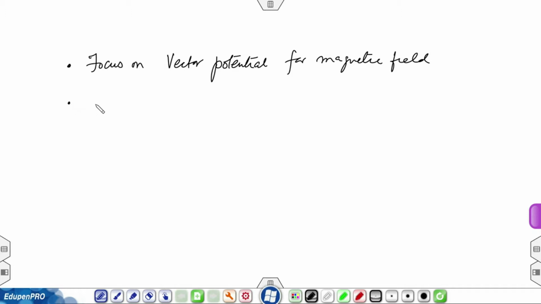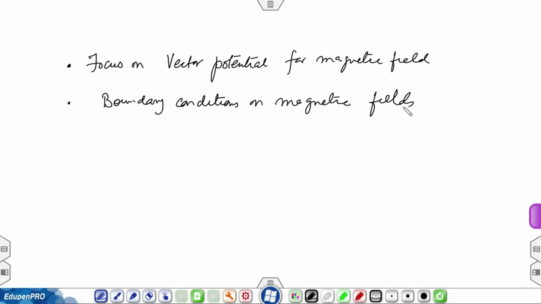And the other thing I want to talk about is boundary conditions on magnetic fields. Although we will not be using them very soon, it is important to derive them right now by looking at the structure or the equation satisfied by magnetic fields. So, these are the two things that I will be focusing on in this lecture.